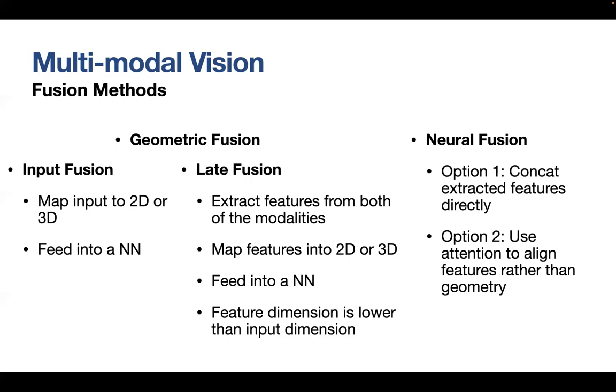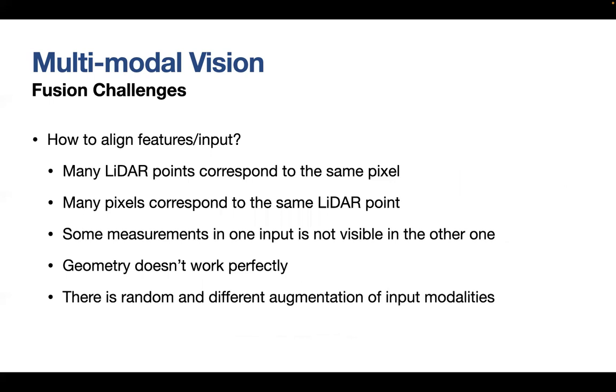And then the newcomers are the neural fusion methods. First, we can naively concatenate extracted features from both modalities and then pass it to a neural network and expect the MLP layers in the end to align these features and generate a useful alignment. Or we can utilize attention to find the correct alignment between the features, where we don't use geometry at all. So these are the fusion methods, and probably everyone guesses which one we're going to present, which is another neural fusion method.